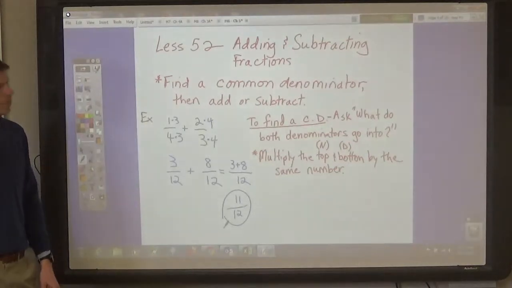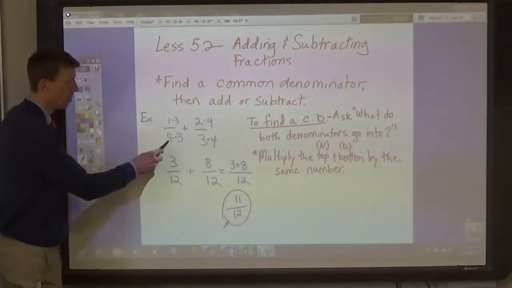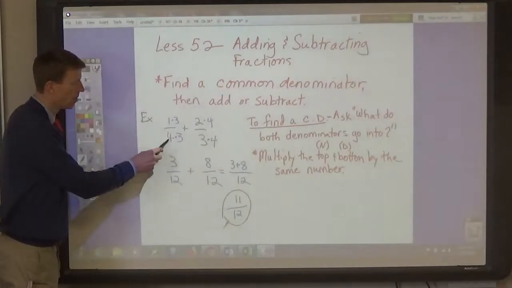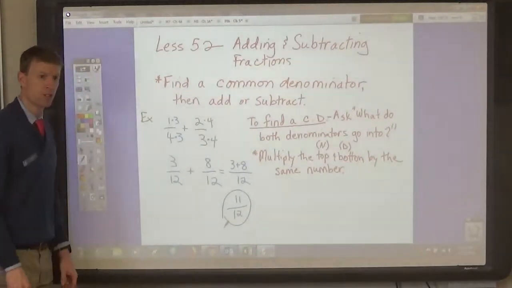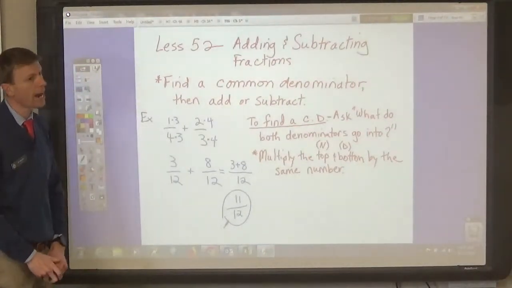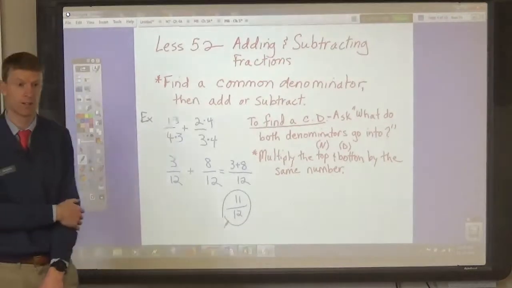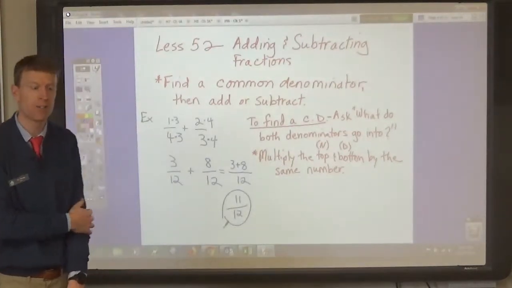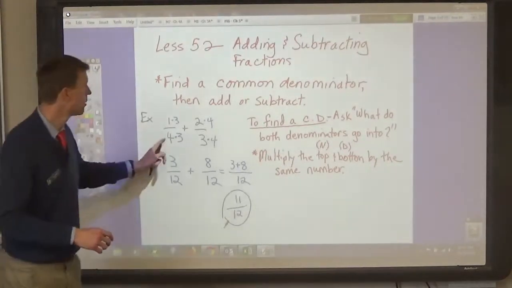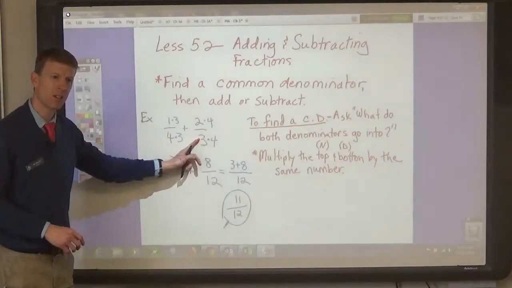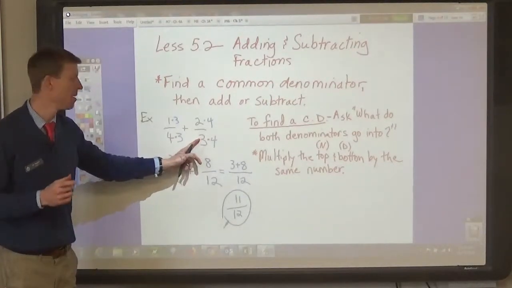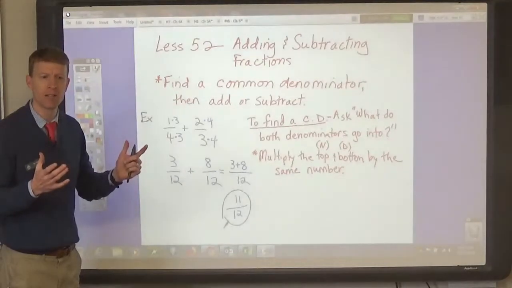How did you get the 12? Like, how do you know which one? Did you basically just multiply the two numbers together? Do you always do that? You don't have to do that, but that's one way to do it. It always works if you use that. Sometimes if you multiply them both together, you end up with a number that is bigger than you need.